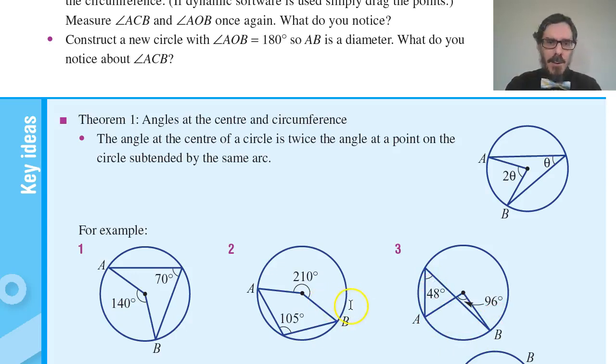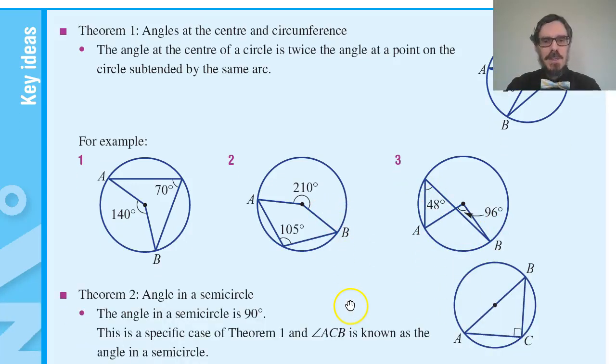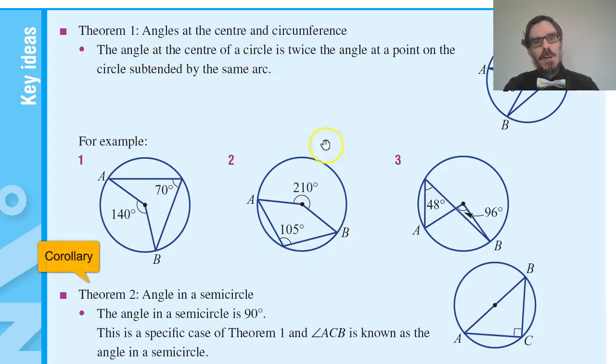The second theorem is a consequence of the first. The fancy word for that is a corollary. If you can prove the first theorem, then the second one is a very simple special case, a very simple consequence. If I have a semicircle for my arc, then the angle in the semicircle, the angle at the circumference of the semicircle, is 90 degrees.